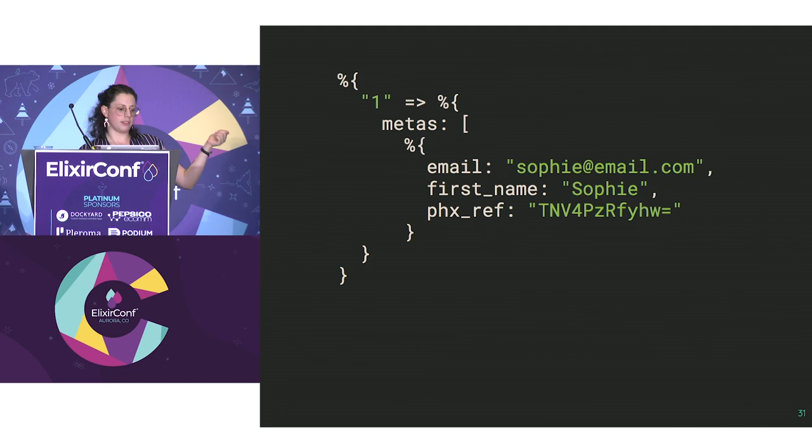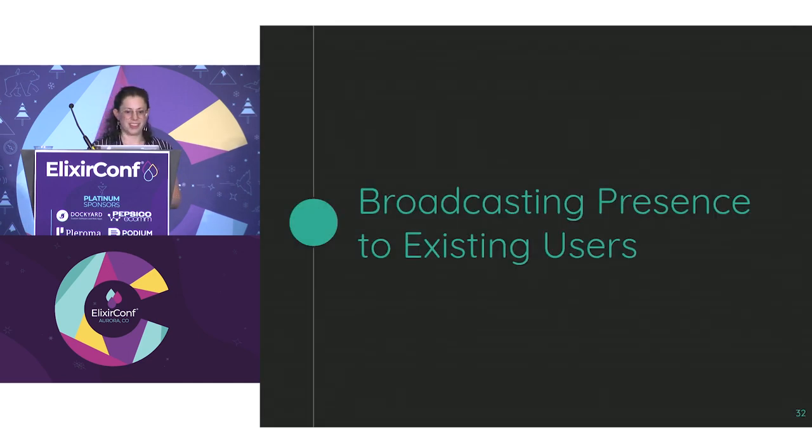So the Presence process's state for a given chat room topic is now going to look something like this. This describes a single user. We have that top-level key of user ID, and we have the payload stored in metadata describing their email and their first name. And we'll be able to use the data in this list to render our present users on the page. So let's talk about how we will render those users on the page. How can we ensure that the other LiveView processes representing users in chat rooms become aware of a new user joining? When a user joins, we're storing them in Presence, that's great, but how do we tell the other LiveViews, how do we make sure it gets rendered on the page?